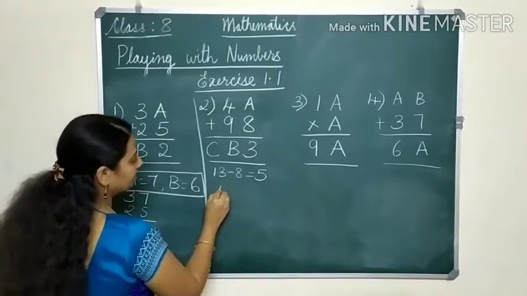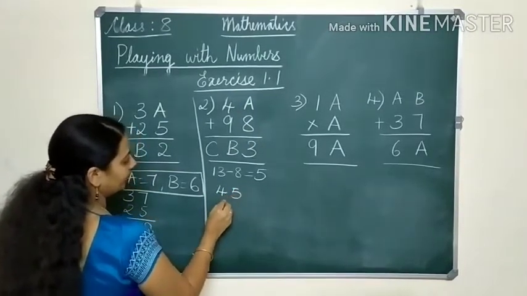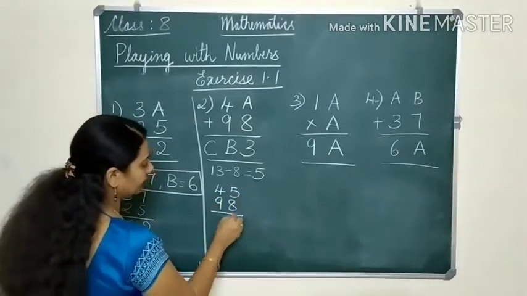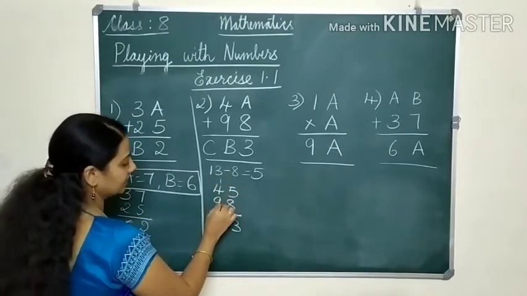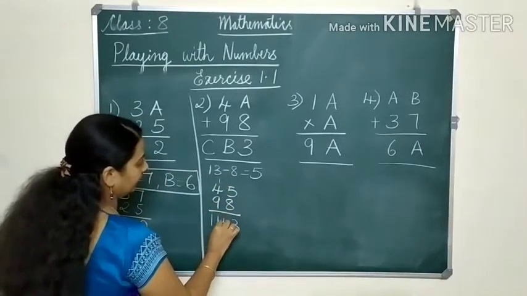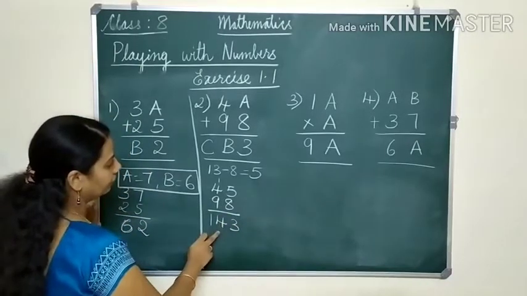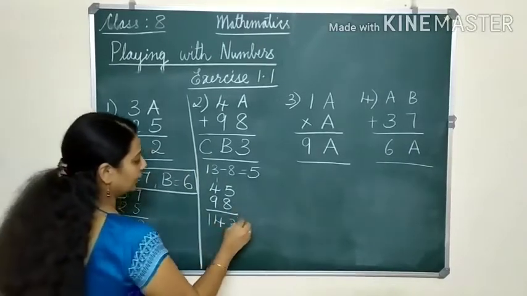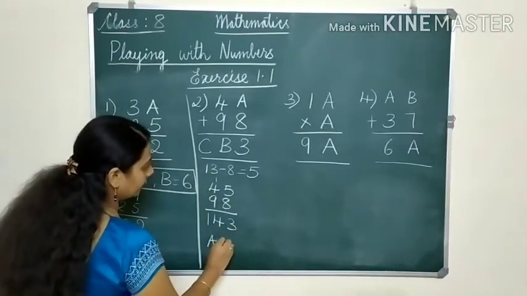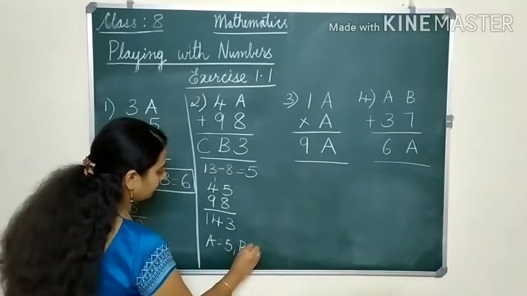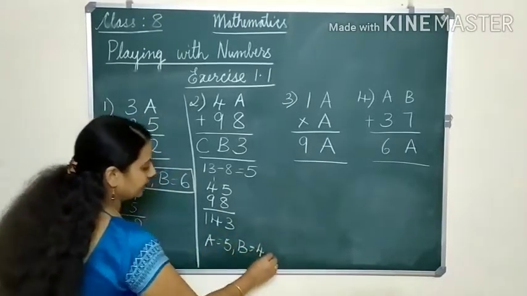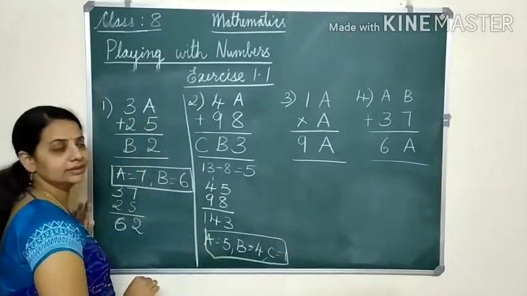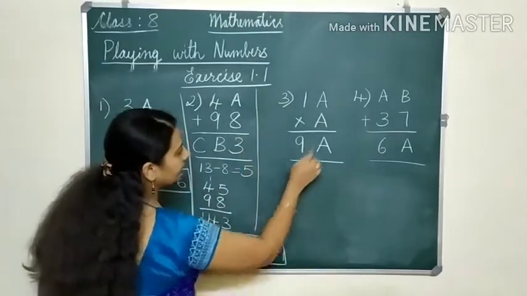So you have to take the value of A as 5. So now do the math. 45 plus 98. 5 plus 8 is 13. 1 carry. 1 plus 4 plus 9 is 14. So the value of B is 4 and the value of C is 1. So you can write the answer as A equals 5, B takes the value of 4 and C takes the value of 1. You got it? Now next move on to the next sum.